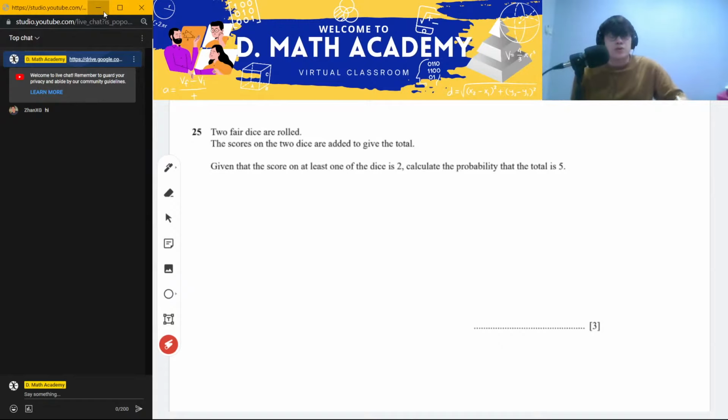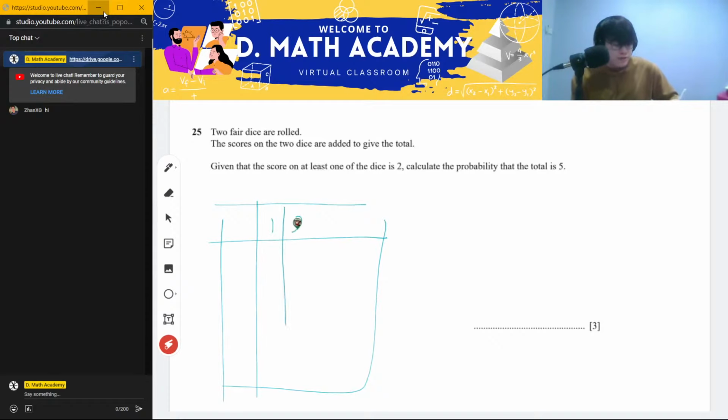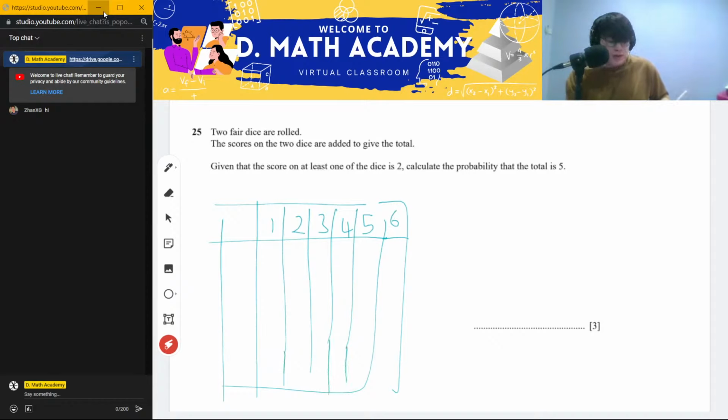This question, 25 here. They mentioned that these 2 dice are added to give the total. So please list this down. Write down 1, 2, 3, 4, 5, 6. If you didn't do this, then you won't be able to get your answers. These are the new things that they added into your probability chapter. It's hard, that's why I wanted to cover it. If you can, please try to do along with me. 2, 3, 4.